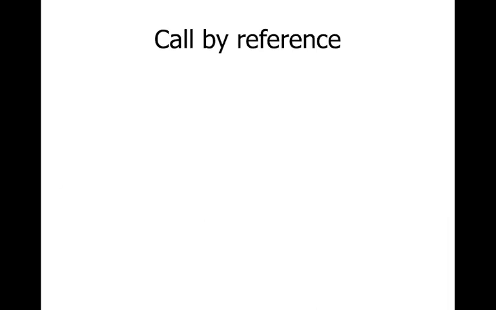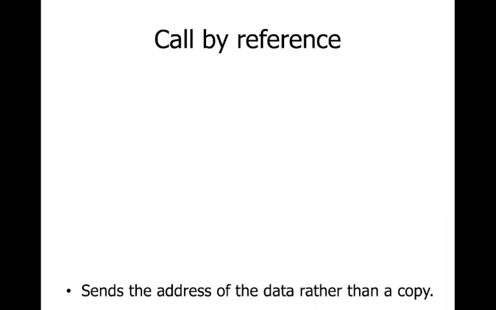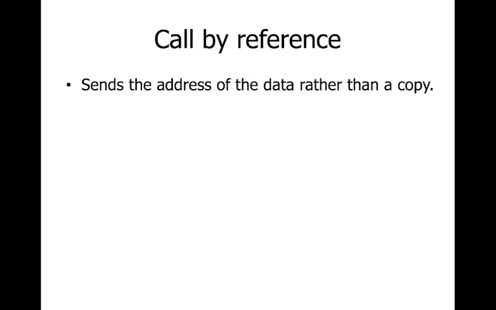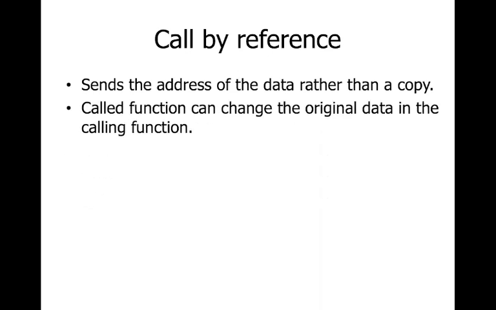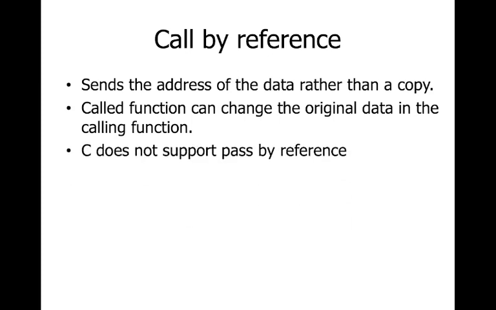Then we have call by reference also. In call by reference, it sends the address of the data rather than a copy. In the previous case, it was the copy of the data. Here we will send the address of the data. So the called function can change the original data in the calling function. That is the advantage. But C does not support pass by reference or call by reference.